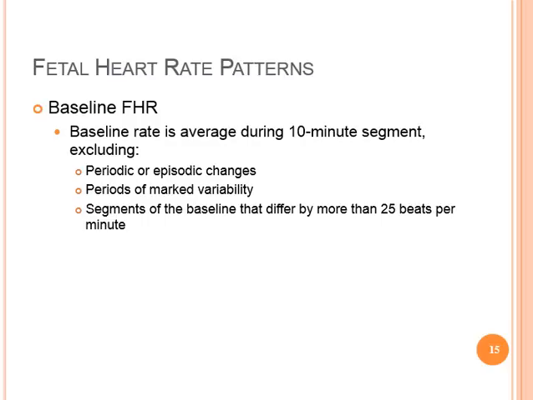After 10 minutes of tracing is observed, the approximate mean rate is rounded to the closest 5 beats per minute interval. For example, if the fetal heart rate varies between 130 and 140 beats per minute over a 10-minute period, the baseline is recorded as 135 beats per minute. The normal range at term is 110 to 160 beats per minute, and in the preterm fetus, the baseline rate is slightly higher.